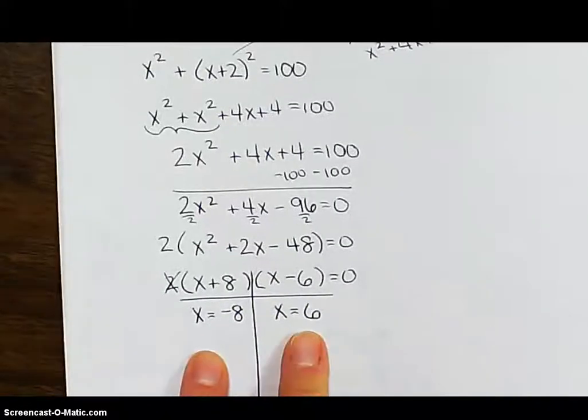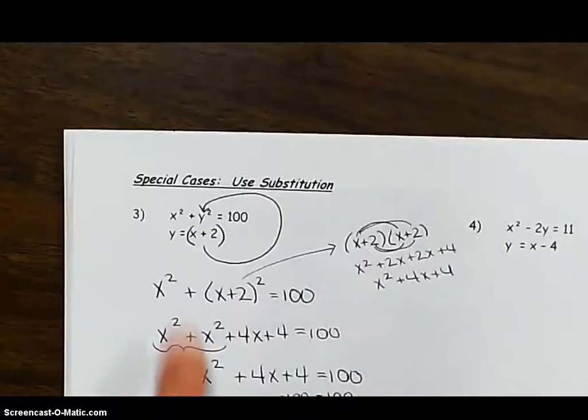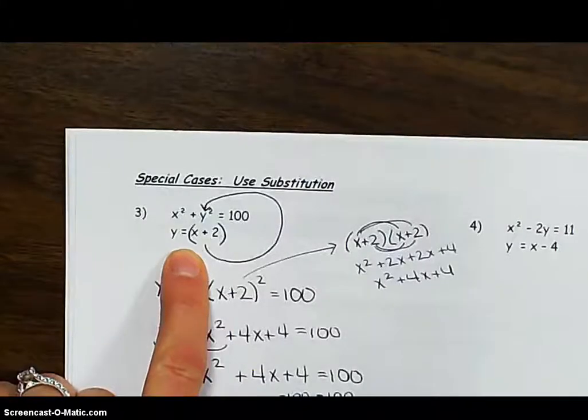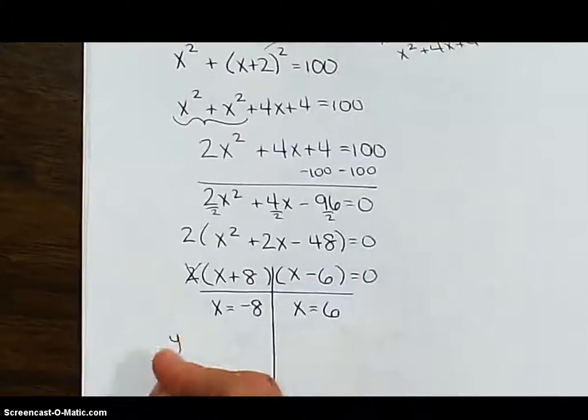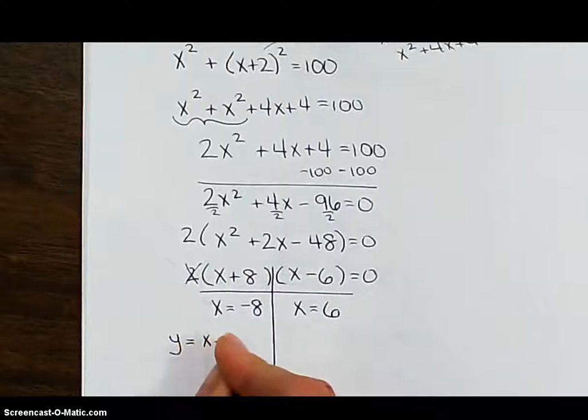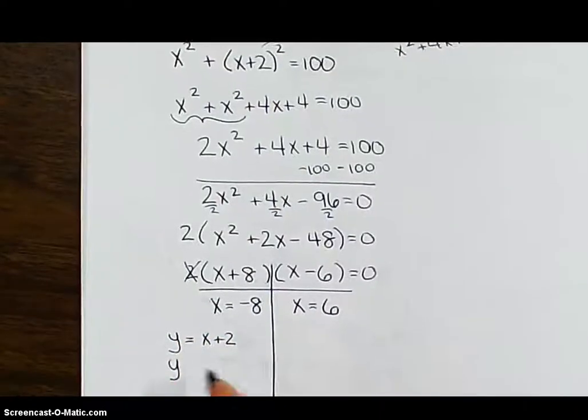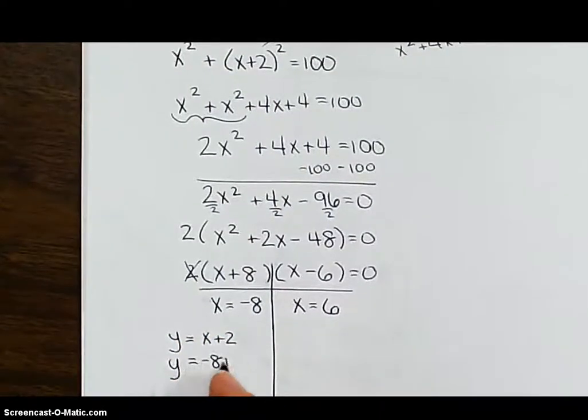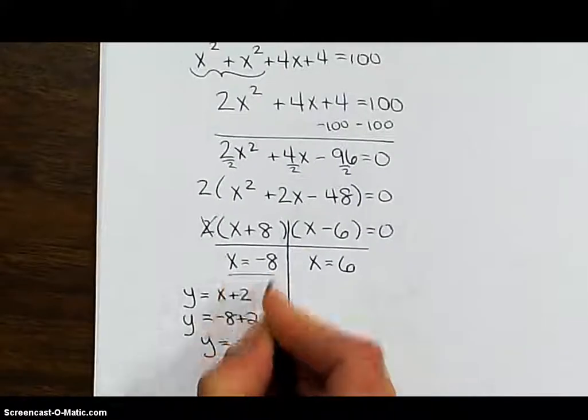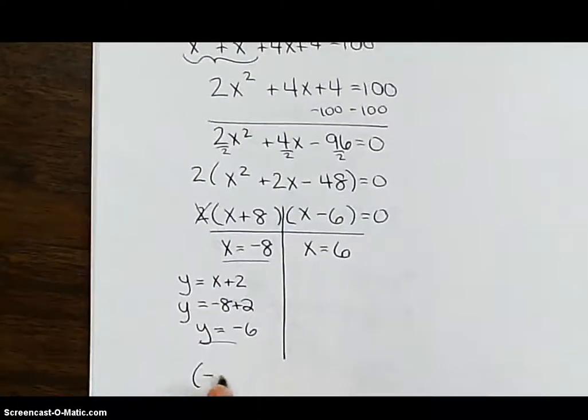Now that we found our x's, we still have to find the y's. I'm going to use the linear equation. All right, so y equals x plus 2. So I'm going to substitute in the negative 8. So y is equal to negative 6. So my point here is going to be negative 8 comma negative 6.